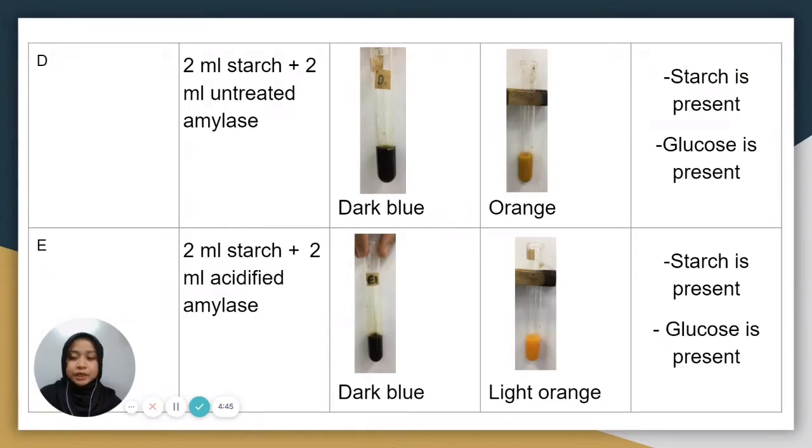From the pair of test tube E, which contain 2 ml of starch and 2 ml of acidified amylase, the result shows a dark blue color when it is tested with iodine, and it shows a light orange color when it is tested to Benedict solution. These changes in color also show that starch is present and so is glucose.